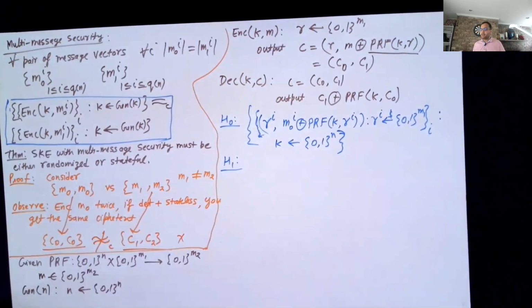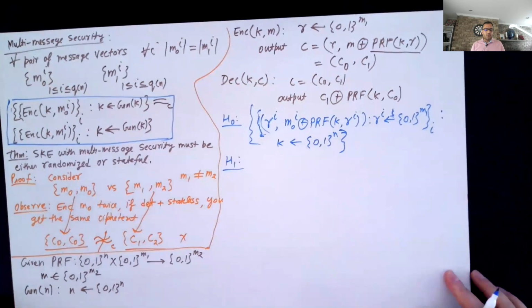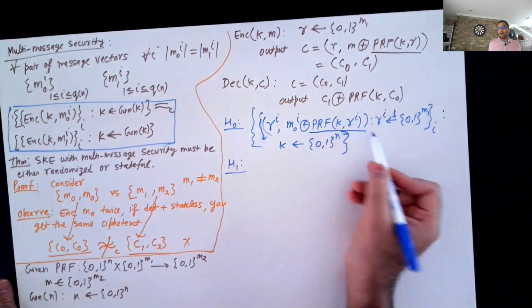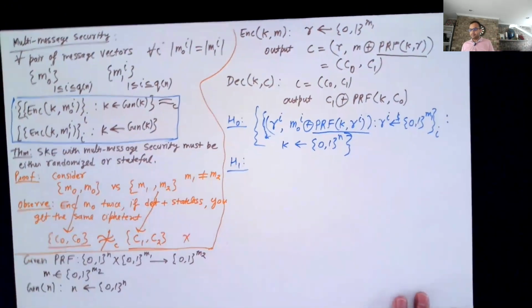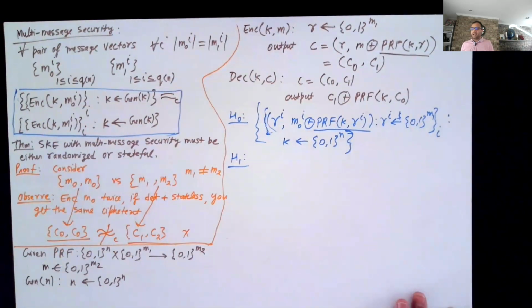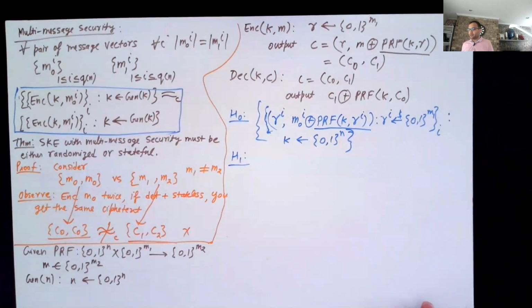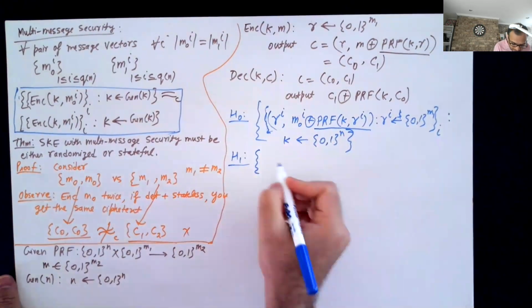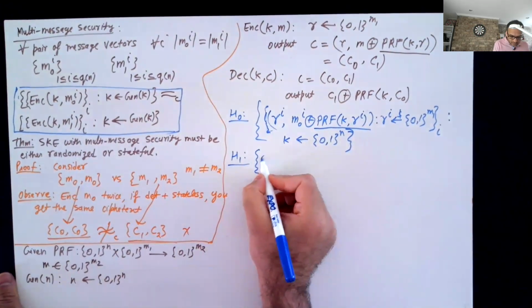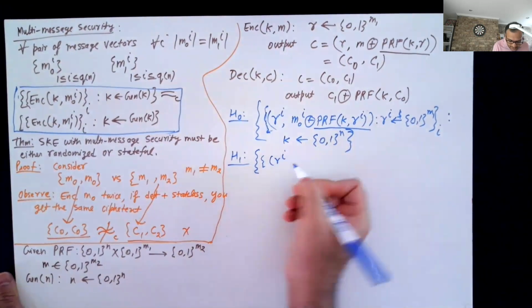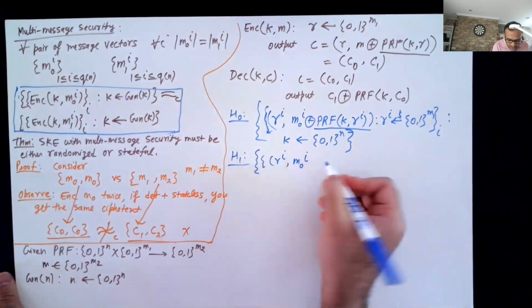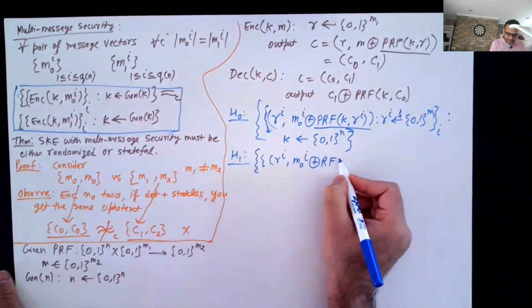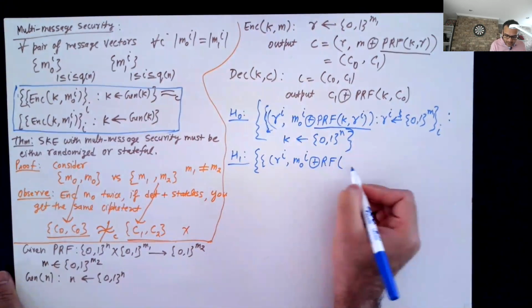Now, our first step would be to replace this PRF by a purely random function. Okay, and then we will try to rely on the PRF security in this hybrid. So Ri, M0i XOR the random function, denoted by just RF. And there's no key here.